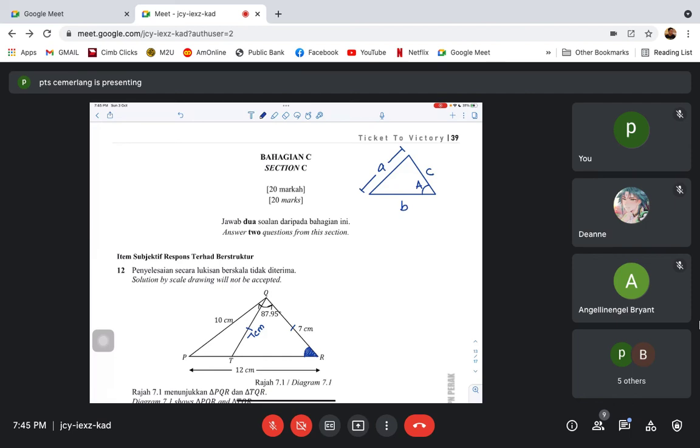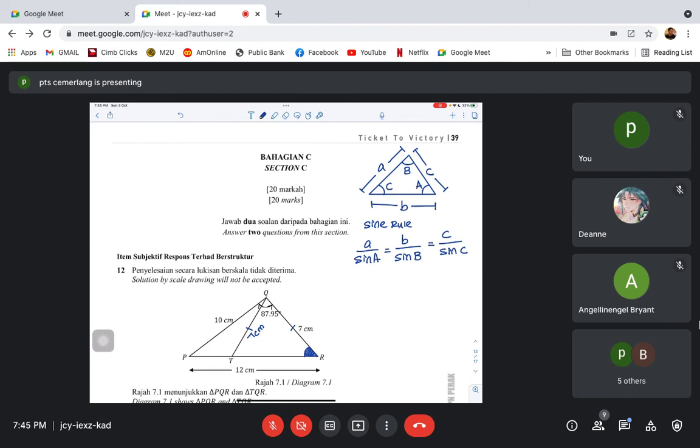And then if I have my side B over here, my angle would be the one that is opposite. So this is B, okay? And if I have my side C, my angle would be the one that is opposite, so that will be your angle C. So let us find out how to use the sine rule first. Sine rule says that you have side A over sine angle A equals side B over sine angle B, or equals C over sine angle C.